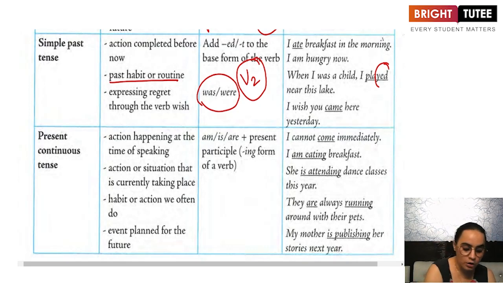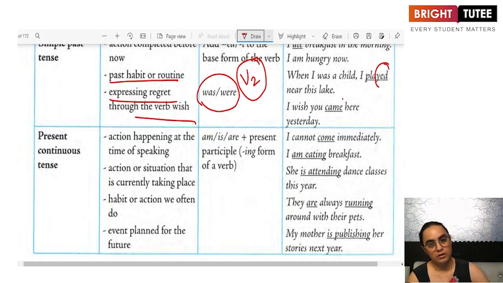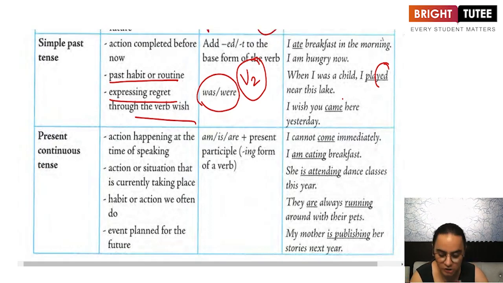And then expressing regret through the verb wish. If you are feeling regretful about something, we use the simple past tense for that. For example, I wish I were there, or I wish you came here yesterday. I wish I were able to meet you on that day. So when you are expressing a wish, we use the simple past tense.